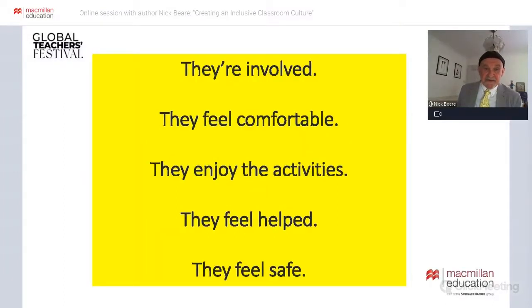Let's move forward. Right, with our people who are involved, they're involved in the class, they feel comfortable in the class. That's one thing. We have to take into account those students who don't, on the face of it, feel very comfortable in the class, and somehow encourage them to feel comfortable. They enjoy the activities. Well, we know how to do that.